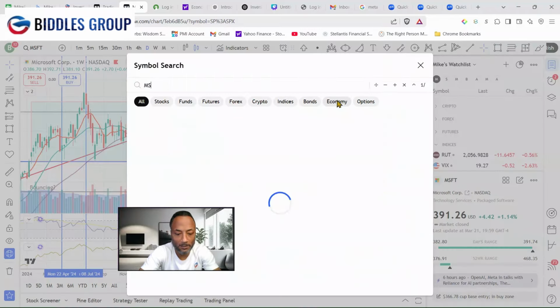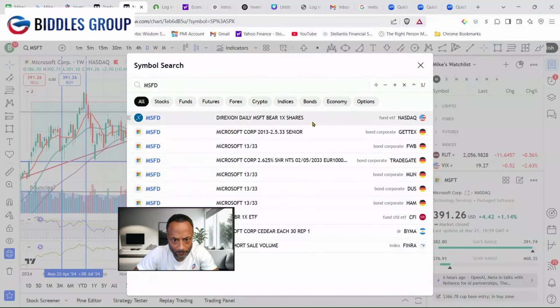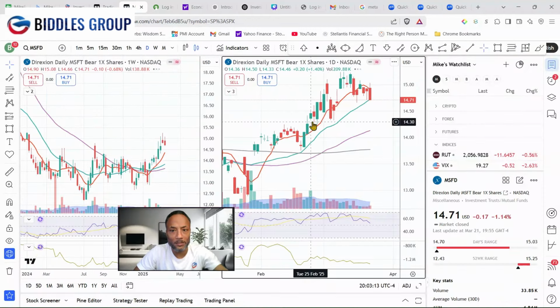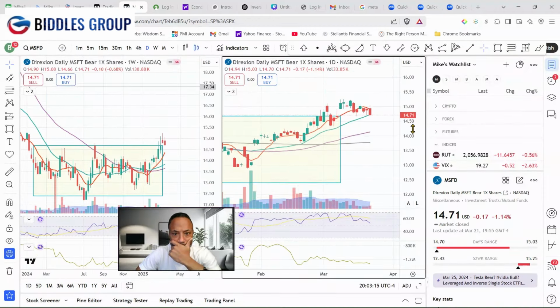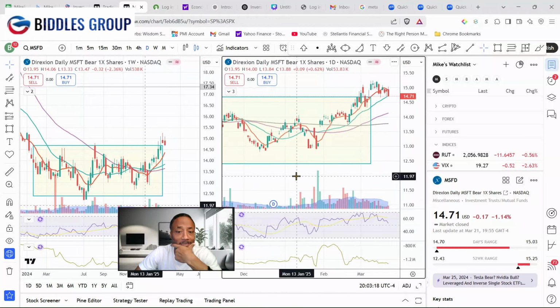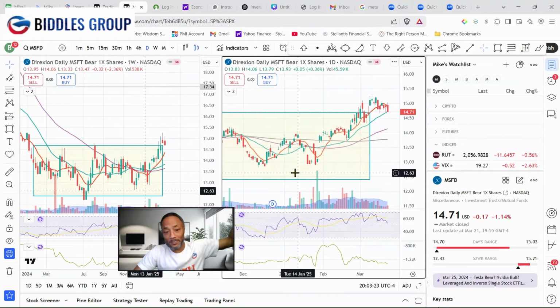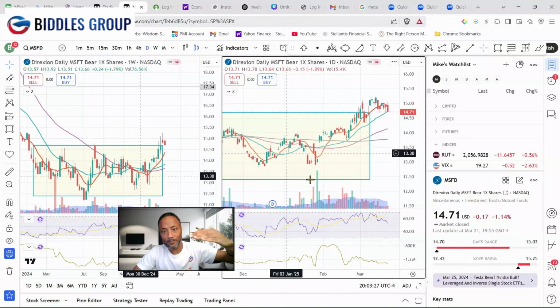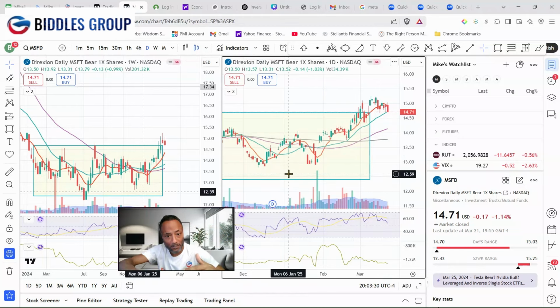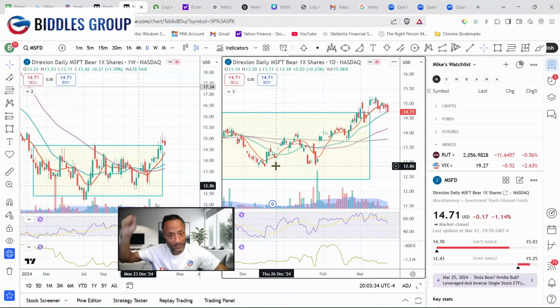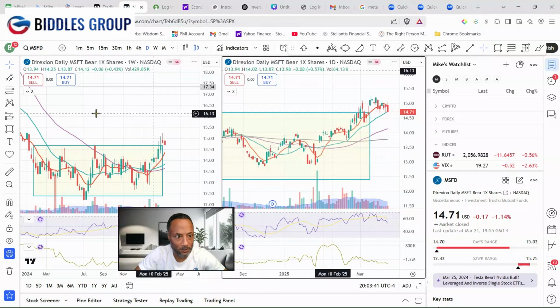So let's look at MSFT. Microsoft Bear, one time. So what you're going to see is basically the opposite, right? Once Microsoft is hitting those resistance levels, that's here. That's here. That pushes the price of the inverse ETF down. This is where you get the best price. When Microsoft is hitting that 441 support, you're getting this $12 price on this Inverse Microsoft ETF.